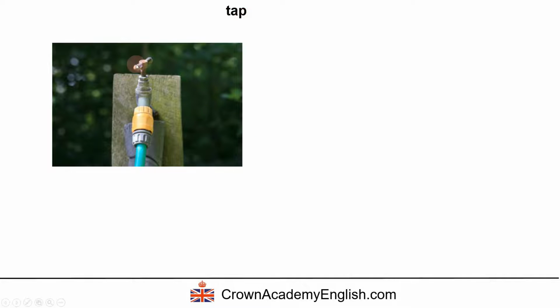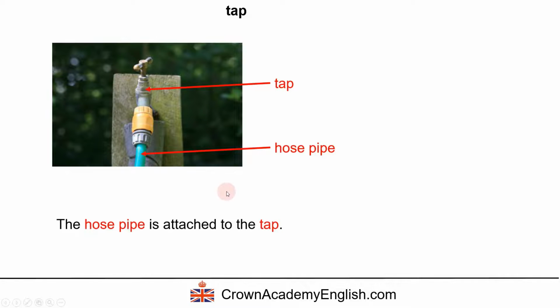Tap. So this is a tap, and this is the hose pipe. We can say that the hose pipe is attached to the tap.